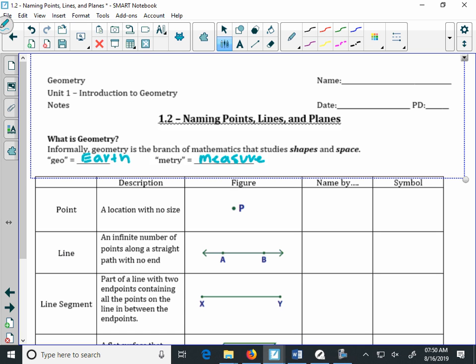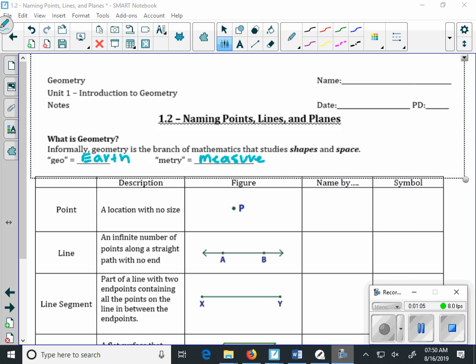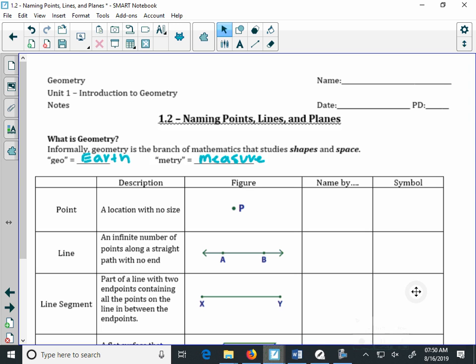Okay. I gotta orient my board. It is called a point. And by definition or description, it is a location with no sides. Right? Which is kind of an abstract thought, right? It has no sides. It's infinitely big.